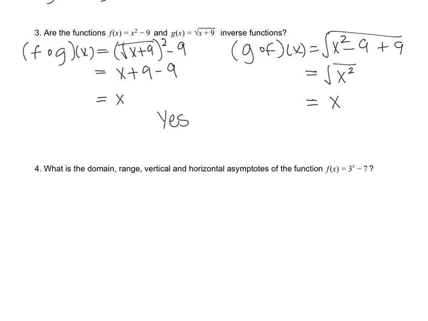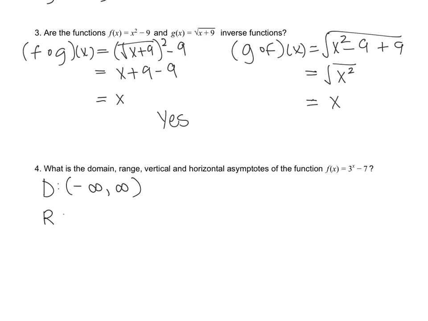On number 4, we want to find the domain, range, and vertical and horizontal asymptotes for our function f of x equals 3 to the x minus 7. So the nice thing is, on every exponential function, the domain is always the same, negative infinity to infinity, because there is no limit on a value that I can plug in for x. I can plug in any number for x into our exponential function.